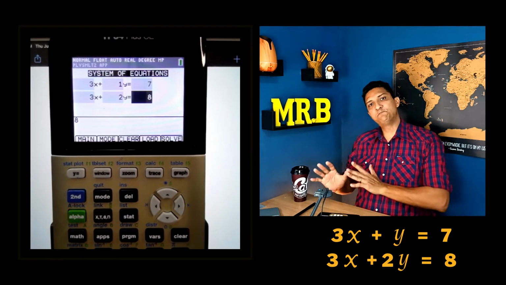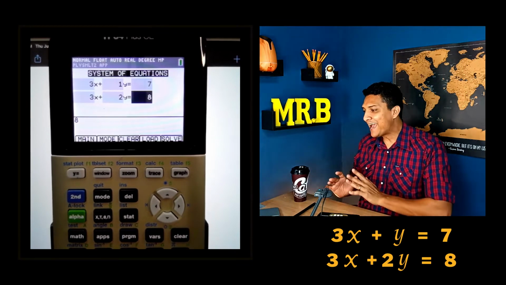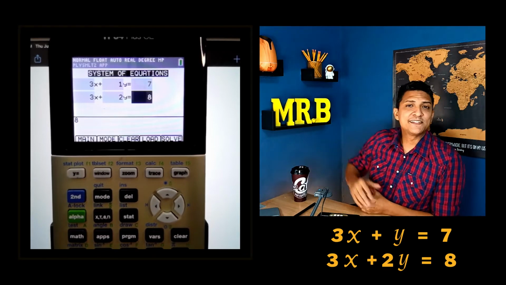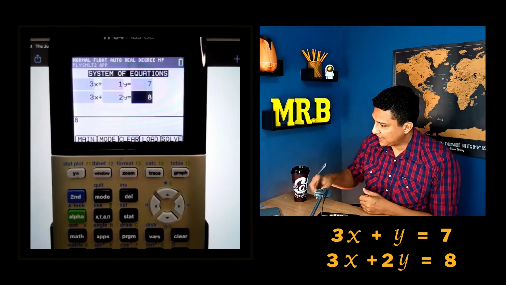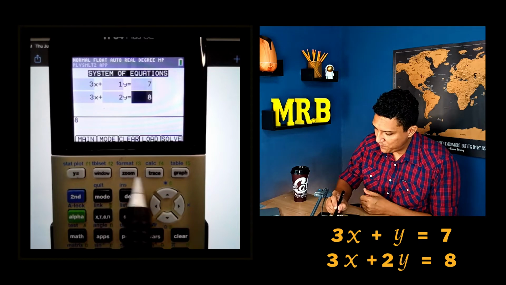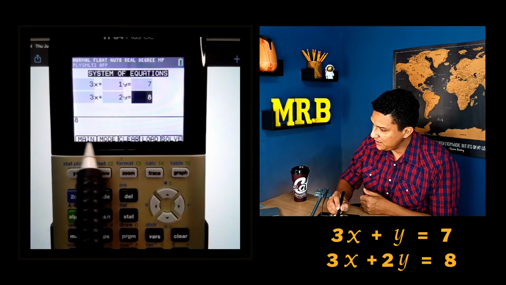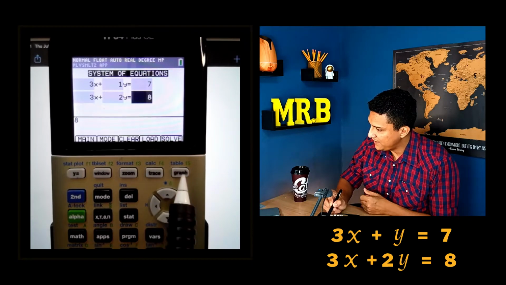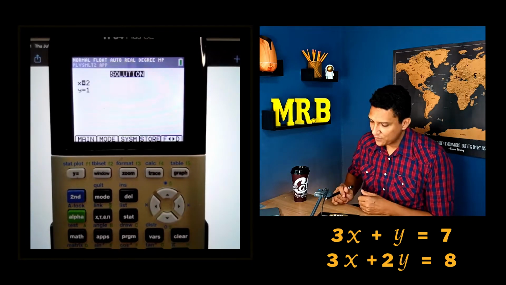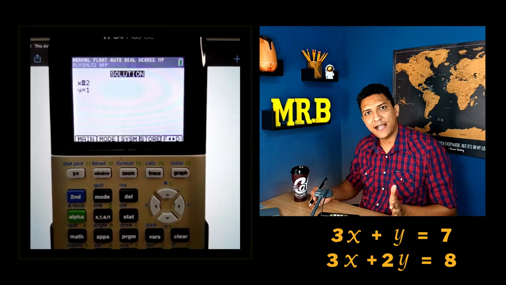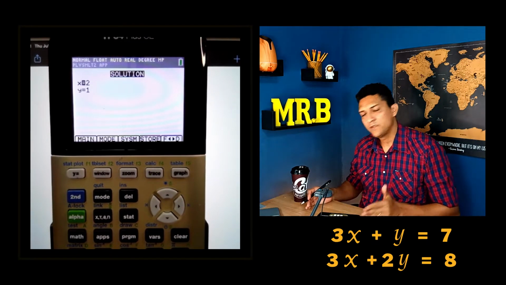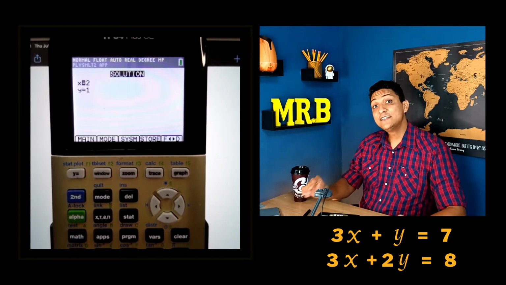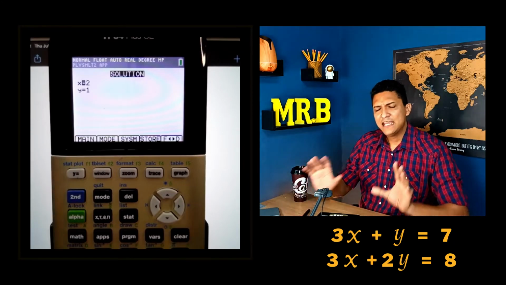Okay, so I already input the two equations. Now I need to select the option that says solve. Again, remember that each of these buttons is connected with each of these options that I have here. So if I want to press solve, I need to go to graph again. With that, notice that immediately the calculator is telling me that x equals 2 and y equals 1. Okay, so this is how we solve simultaneous equations in the calculator.